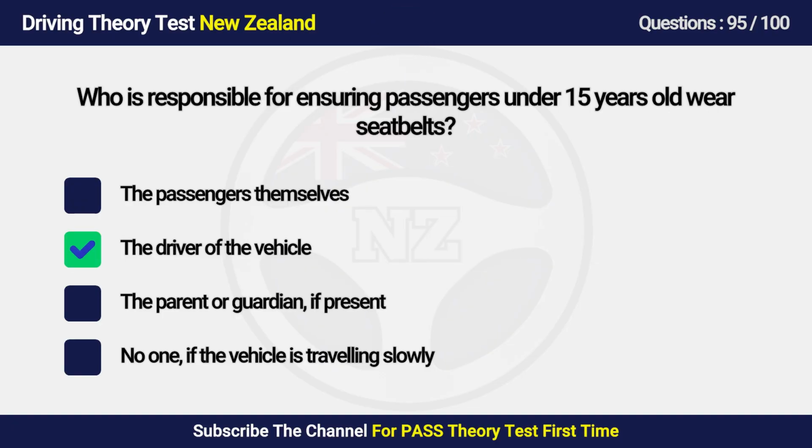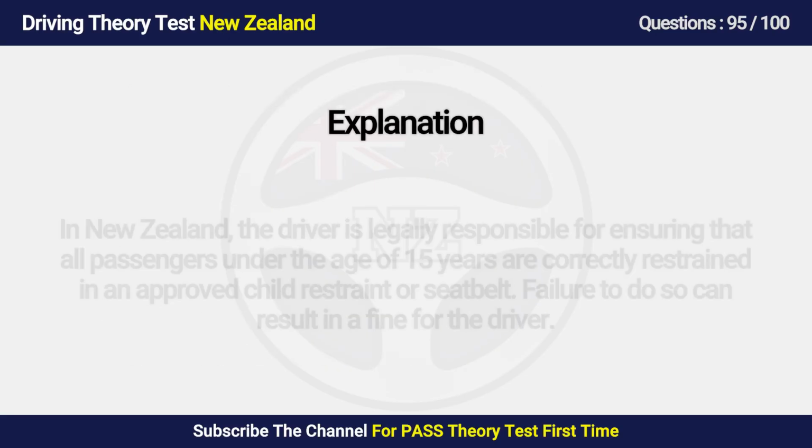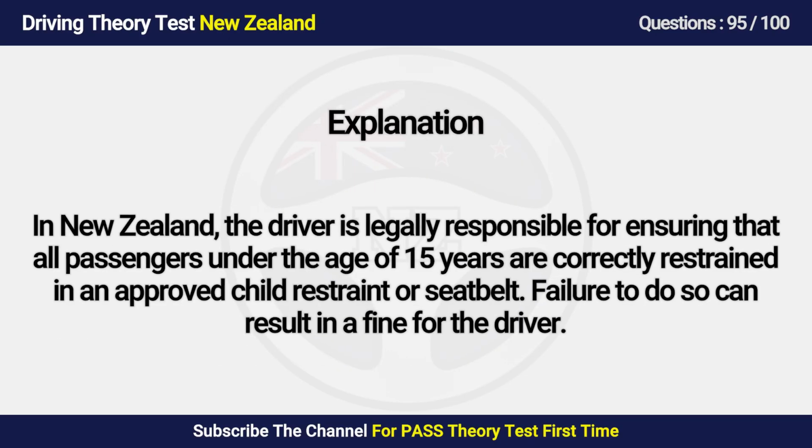Answer is B. The driver of the vehicle. In New Zealand, the driver is legally responsible for ensuring that all passengers under the age of 15 years are correctly restrained in an approved child restraint, or seatbelt. Failure to do so can result in a fine for the driver.